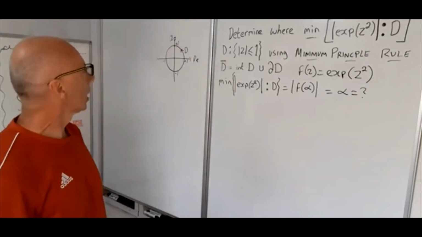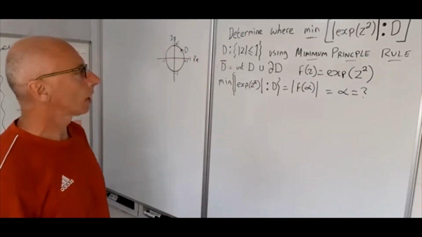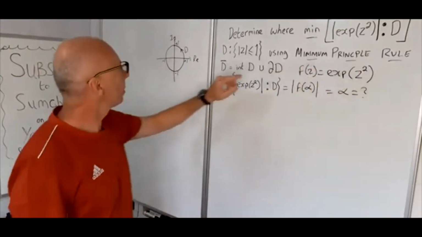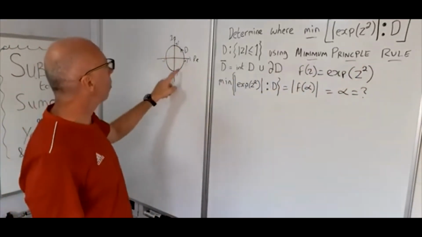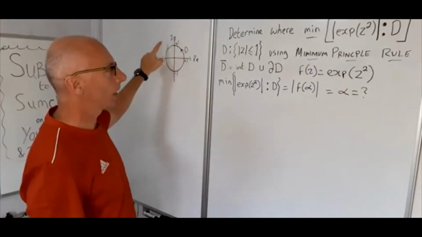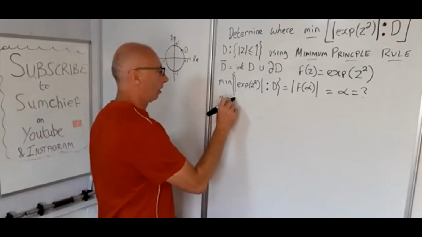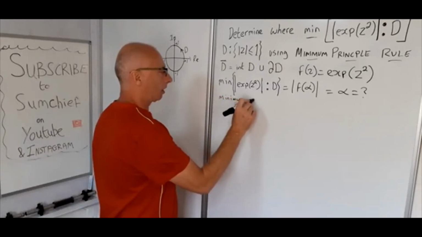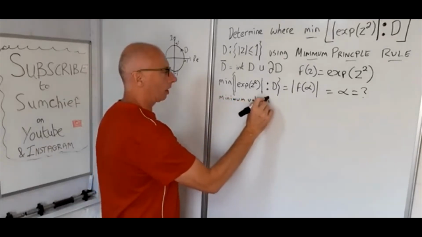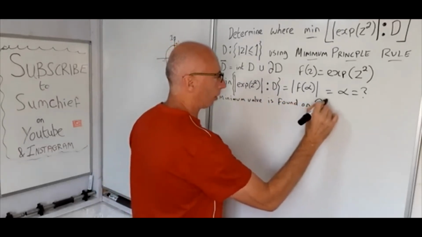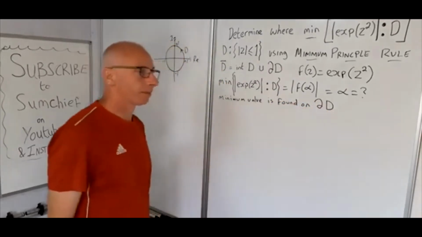Okay, so how are we going to find that? Well, the minimum principle rule states that the minimum value is found on the border of D.